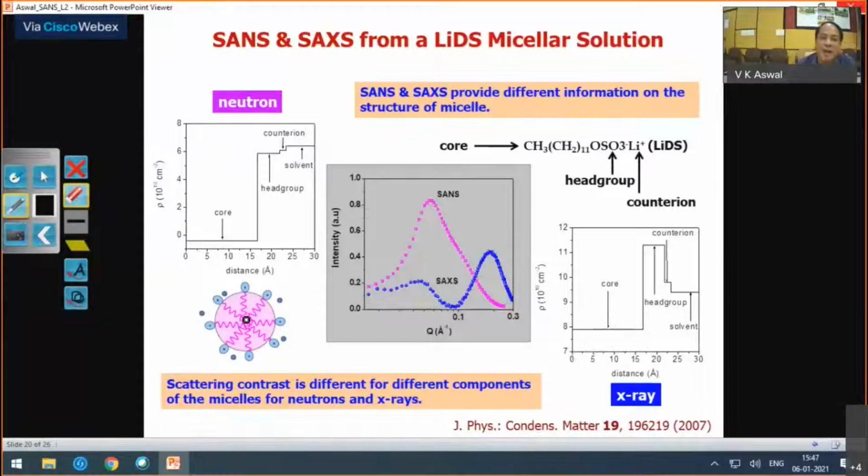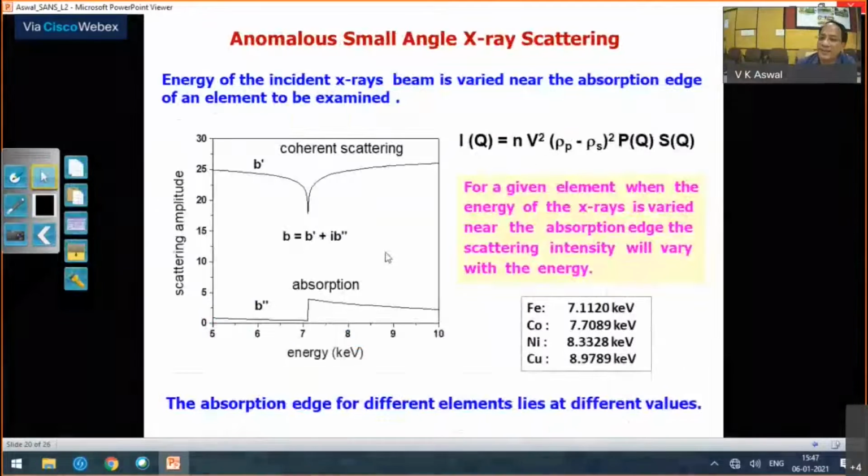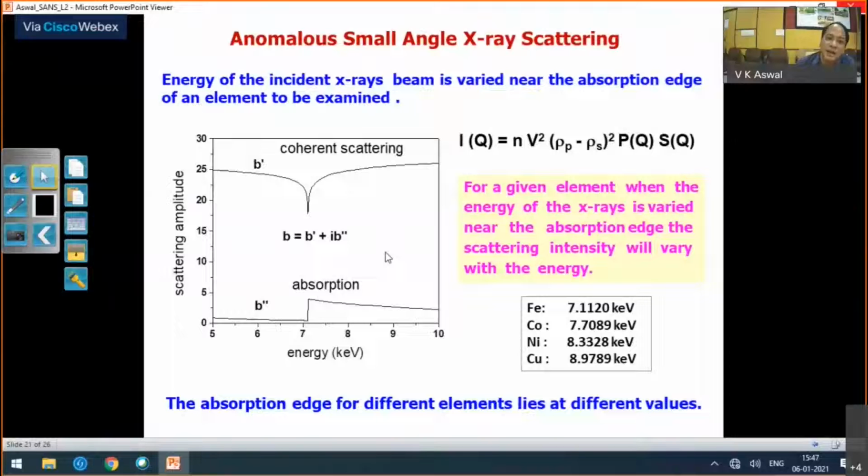By varying the incident energy or wavelength, you can do anomalous small angle X-ray scattering. What is anomalous small angle X-ray scattering? What is done is the energy of the incident X-ray beam is set very near the absorption edge of an element to be examined. So let's say for a particular element, you want to change the contrast. So what you do is vary the energy of your incident X-ray near the absorption edge of that element. And what happens when you go near the absorption edge, as your absorption is increasing?